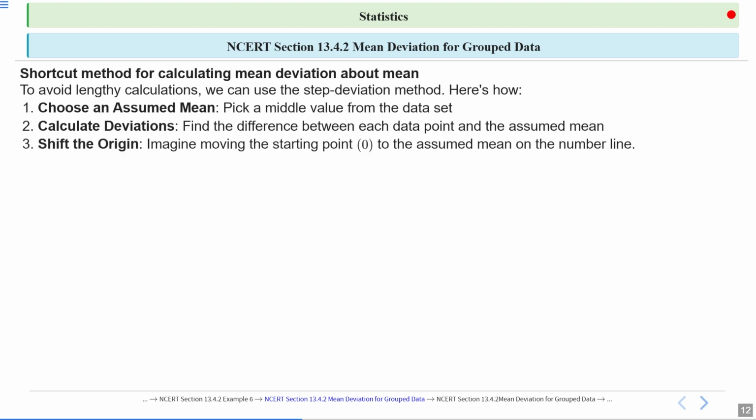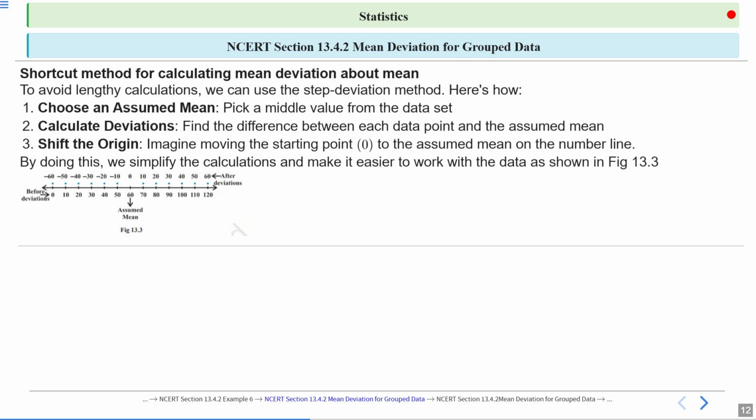Now we shift the origin. This means we imagine moving the starting point, or 0, on the number line to our assumed mean. By using this shortcut, our calculations become much simpler and faster. Here the diagram 13.3 shows how shifting the origin to the assumed mean helps us visualize the process.